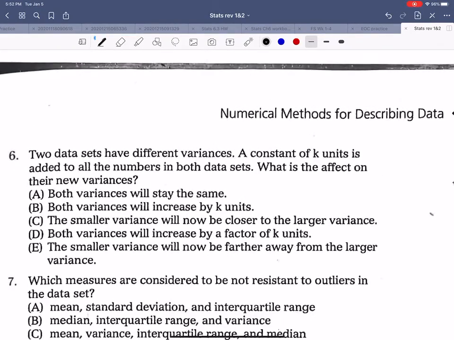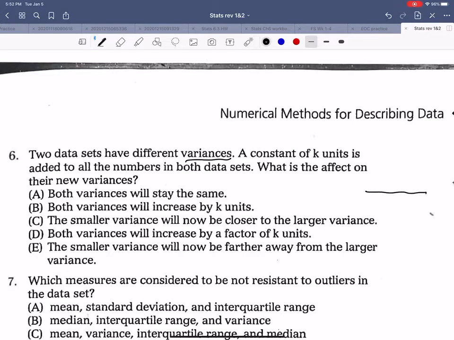All right, question number 6. Two data sets have different variances. So we had that example a minute ago where the men and the women had different variances, or they had different standard deviations. A constant of K units is added to all the numbers in both data sets.